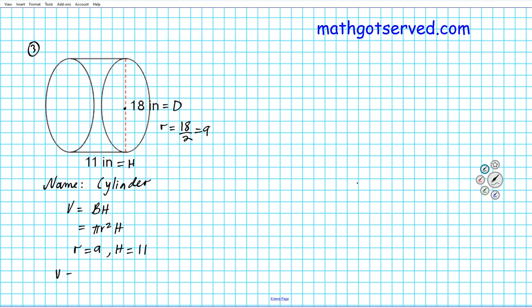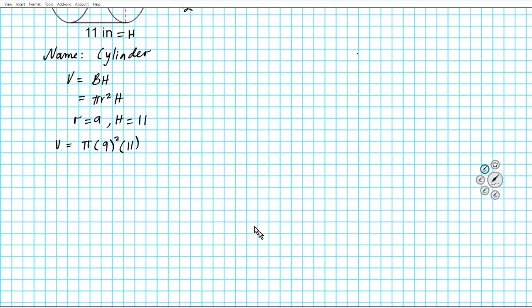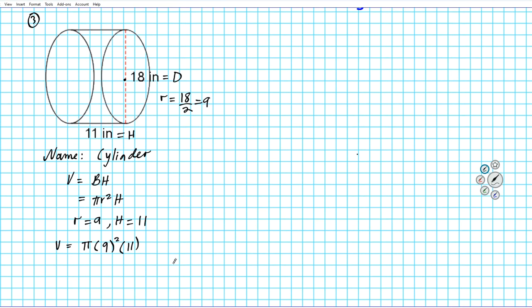So your volume is going to be pi times the radius squared, 9 squared, times the height, which is 11. And then when you work that out, 9 squared times 11 times pi with your calculator, you're going to get 891. So V is going to be 891 times pi. You put a number first and then a rational number pi, inches cubed as your exact answer.